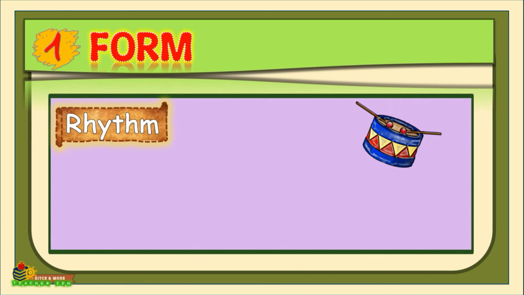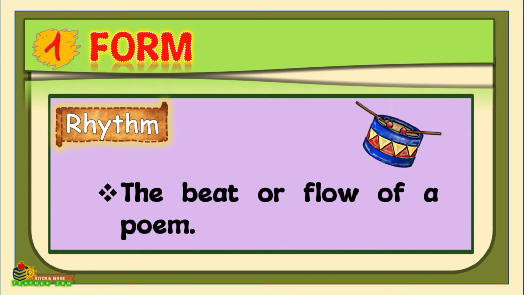The rhythm is the beat or flow of a poem. Have you ever listened to a song and noticed how your head starts nodding or your foot starts tapping? That's because of the rhythm, the beat. Well, poems can have rhythm too. Rhythm in poetry is the musical flow or beat that you hear when you read a poem out loud. It's what makes a poem sound like a song sometimes.